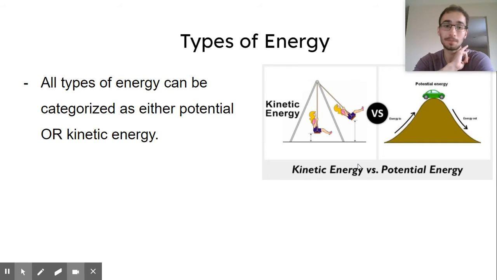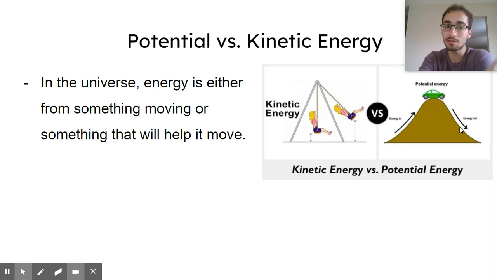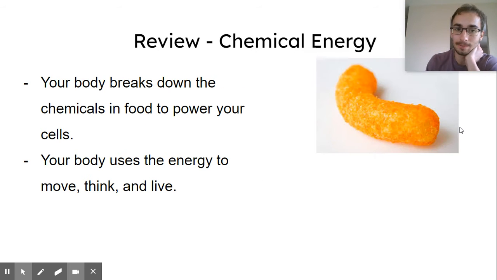So this is new. The two types of energy: all energy that you can think of can be categorized as either potential or kinetic. Kinetic energy is something from moving, and potential is going to help you move. So everything in the universe is either from something moving or something that will help it move. We're going to go over some examples.